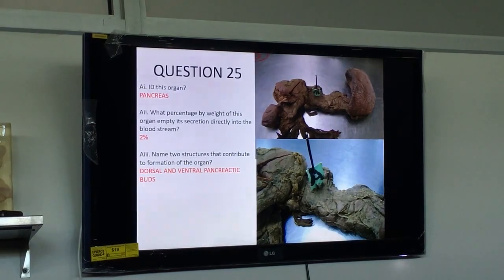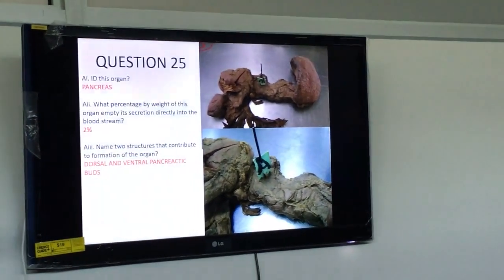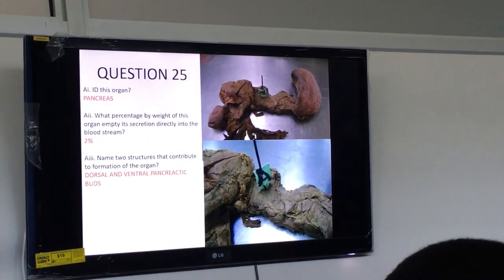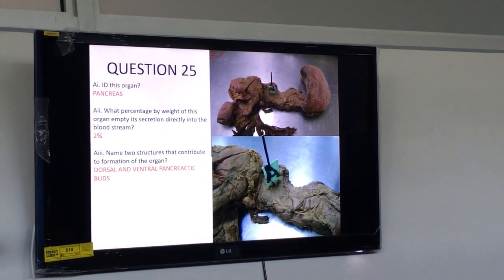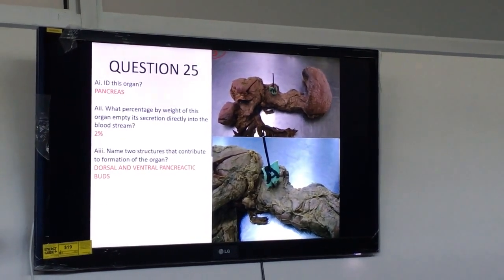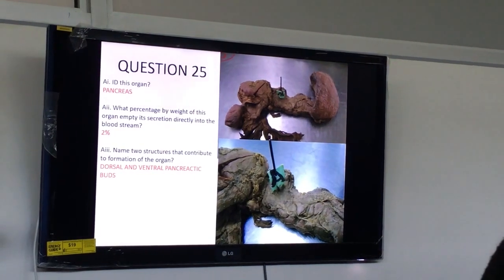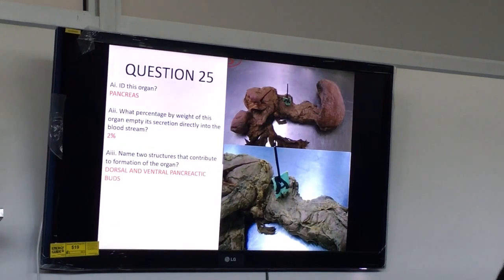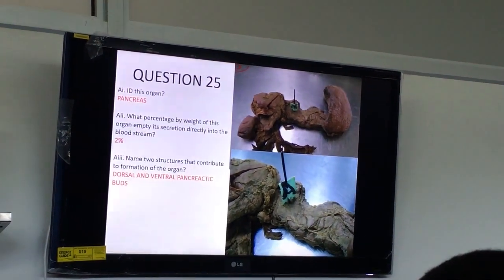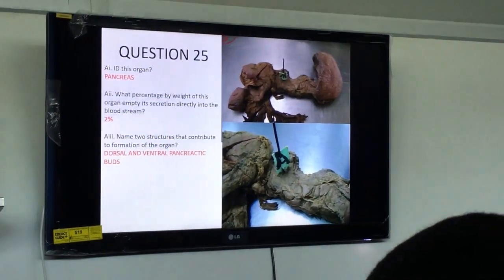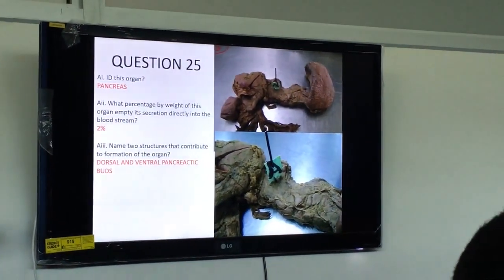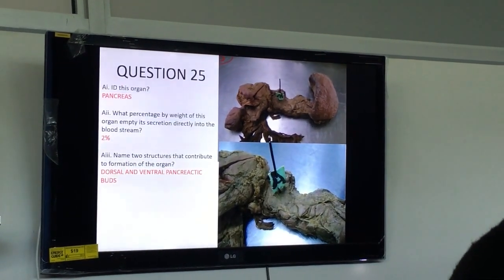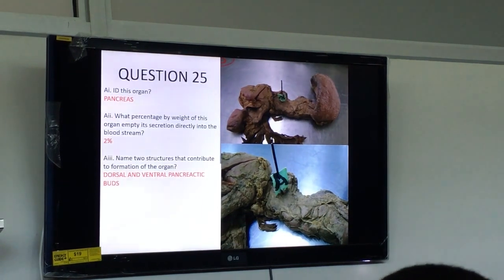25. Alright. So 25A1. We all know what that is, right? That's the pancreas. Even if you don't know, see the answer there. That's the pancreas, guys. I see the spleen there. See the spleen there? So which ligament connects the tail to the spleen? The lienorenal ligament. What are the structures that are in that ligament? The tail of the pancreas.